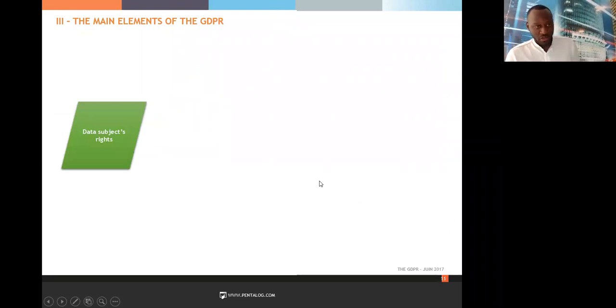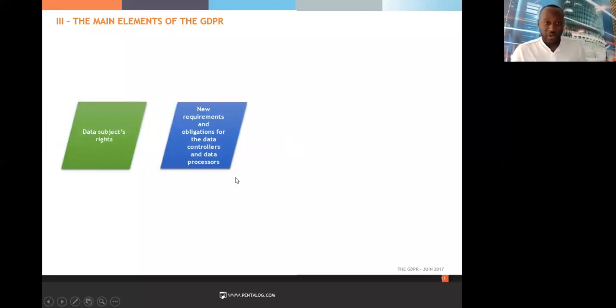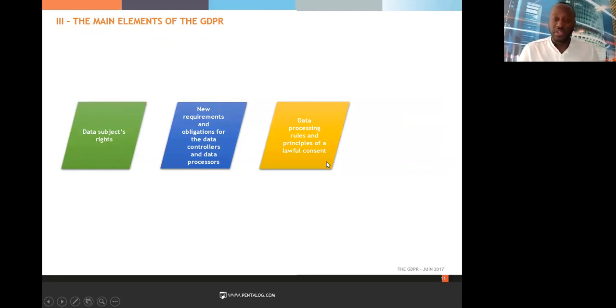The main elements of the GDPR. There are several elements in this GDPR. First, you have the data subject rights. You have the new requirements and obligations for data controllers or data processors. You have the data processing rules and principles of lawful consent. And we have the sanctions.